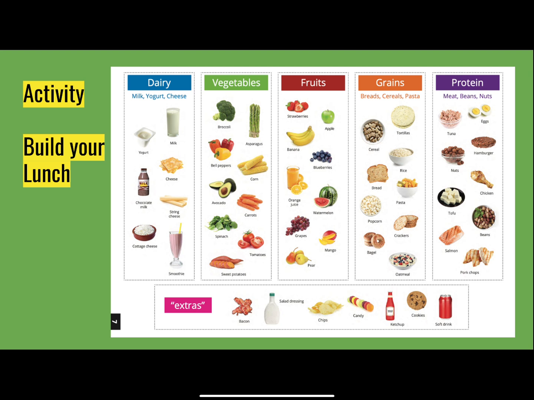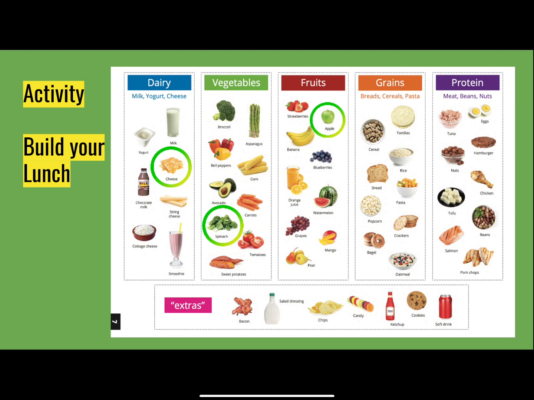All right, this activity is build your lunch. So I am going to start off with some spinach. And for my dairy choice, I am going to put some cheese on top of my salad. For fruits, I am going to cut up an apple and put an apple in my salad.